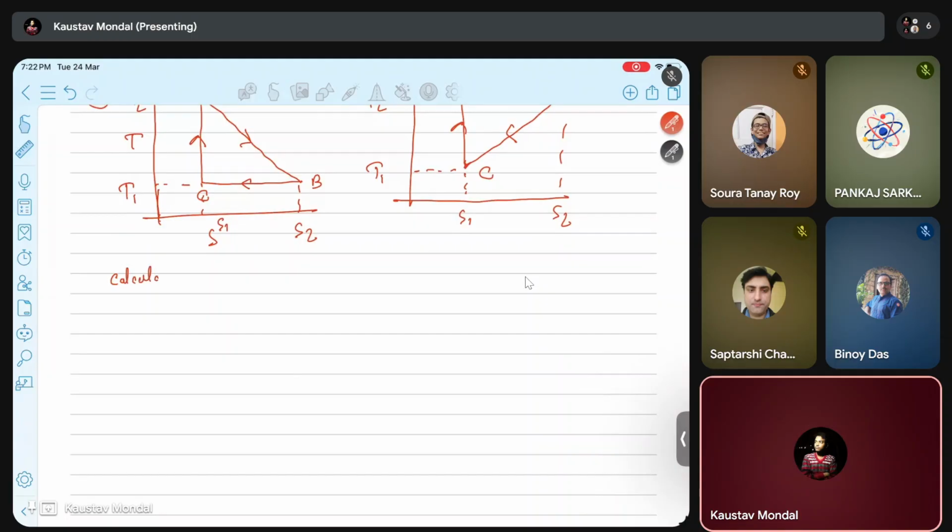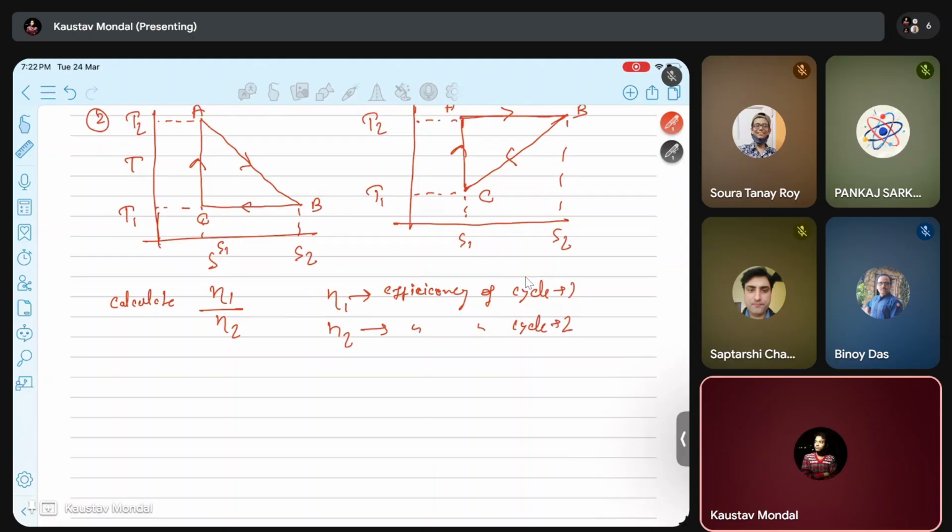Now the question is, calculate eta 1 by eta 2. Eta 1 is the efficiency of cycle 1 and eta 2 is the efficiency of cycle 2. Okay. So how do you calculate?